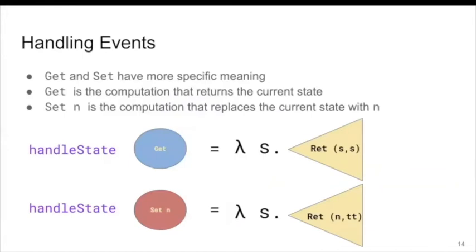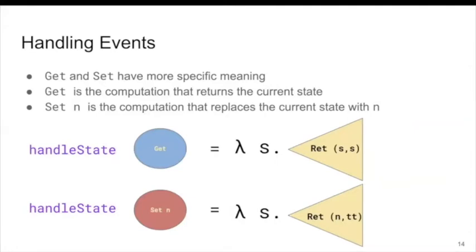So now let's see how we can handle events. Suppose we have get and set again. We know what get and set should be, right? Get should return the current state, and set n should replace the current state with n. So you can see how we can pictorially represent this in the bottom.